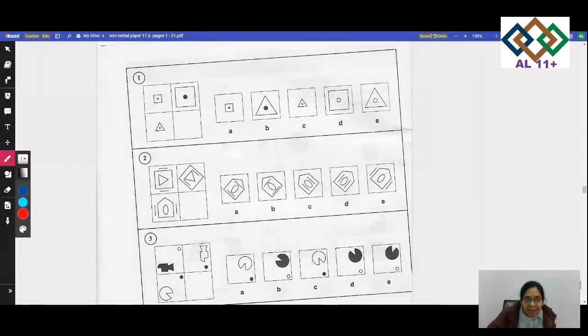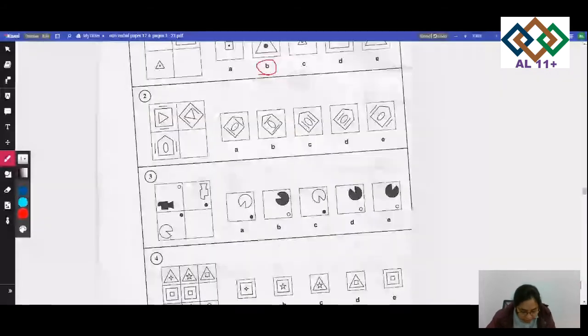If you look at this, small and big, so we need the bigger shape of this one. So what's the bigger shape? And the inside circle becomes big and becomes dotted. So it'll be B for this one.